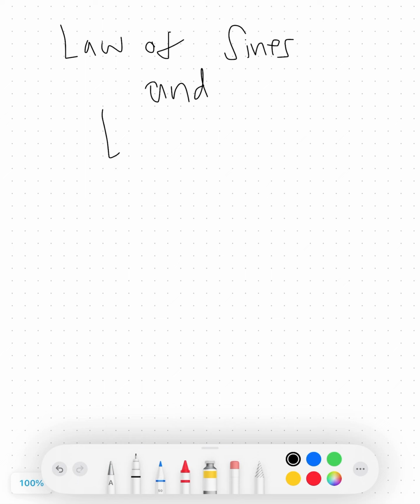Hey guys, so today we're going to be looking at a law that will help us solve for a triangle. That means we can use this to solve for missing angles and sides. The two main laws are the law of sines and the law of cosines. But for today, we're just going to be focusing on the law of sines.